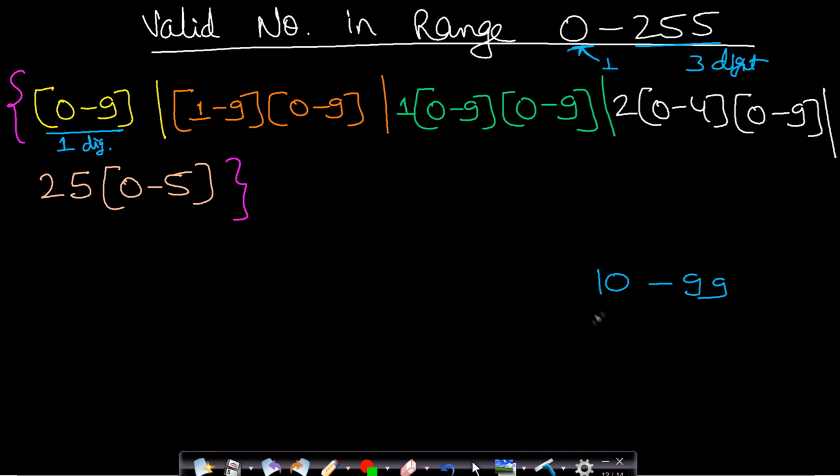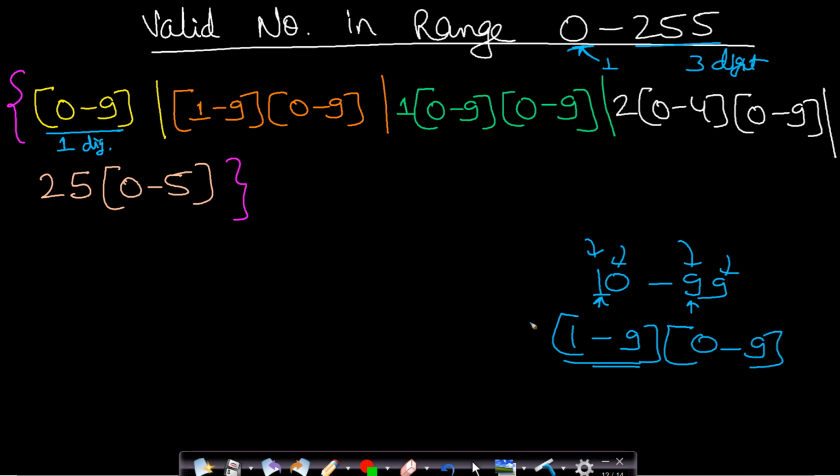For this 10 to 99, the first digit will range from 1 to 9, because the minimum number is 10 and the maximum number is 99. So the minimum first digit is 1 and the maximum first digit is 9. Therefore, the first digit will range from 1 to 9. And what about the second digit? For the second digit, the minimum is 0 and the maximum is 9. Therefore, it will range from 0 to 9. So this is how you can form a regular expression for a 2-digit number. So this is for 2 digits.